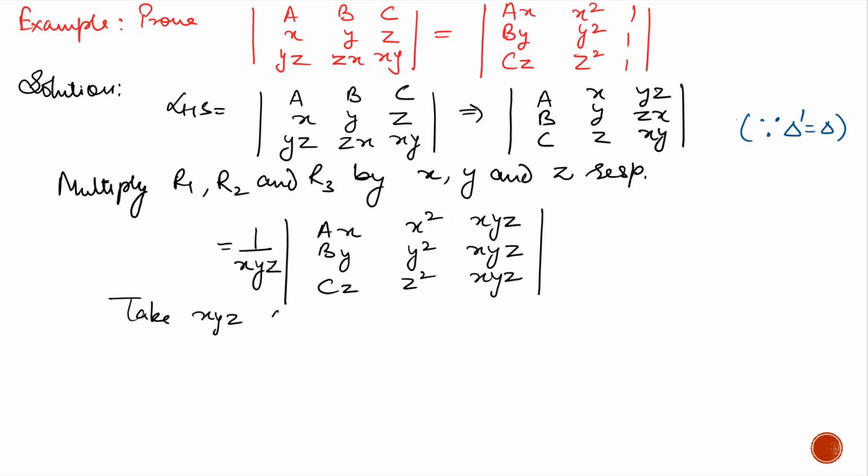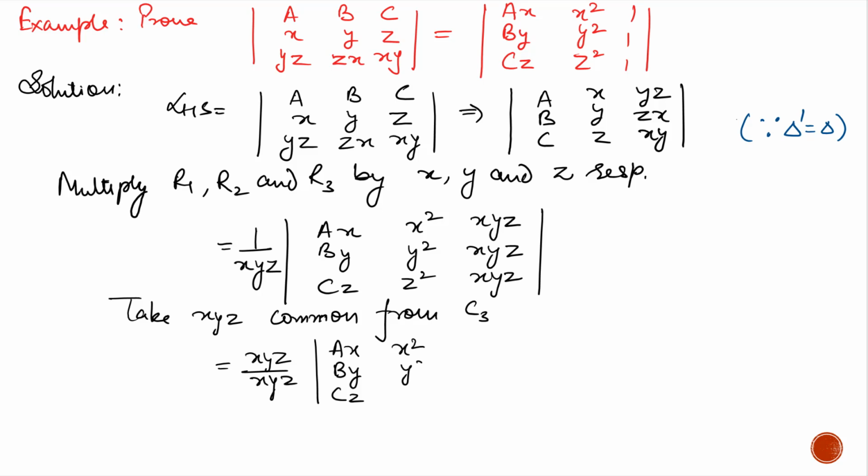Now take xyz common from the third column and we will get xyz common. First two columns remain same. In the third column we will get 1, 1, 1. So this is equal to right hand side.